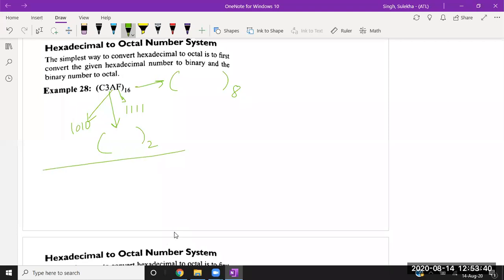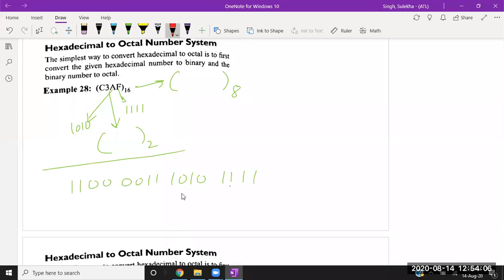If you are writing all the things in a sequence, I am solving this one. You will get 1100 0011 1010 and 1111. Is this the binary number you are getting? Most of you are getting the correct answer. After writing this number, what you need to do?